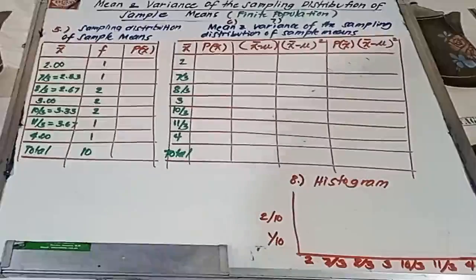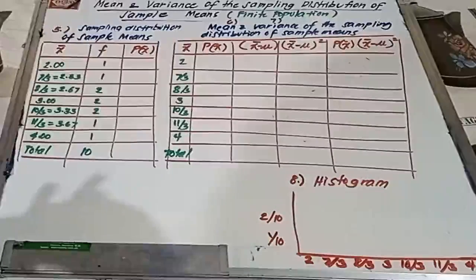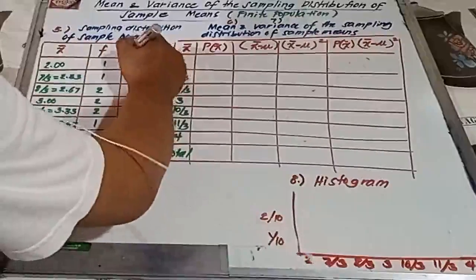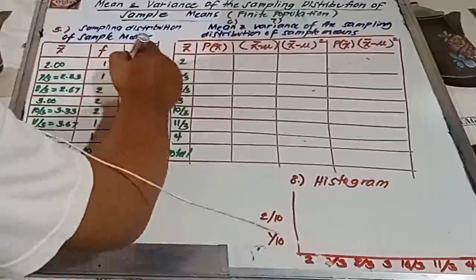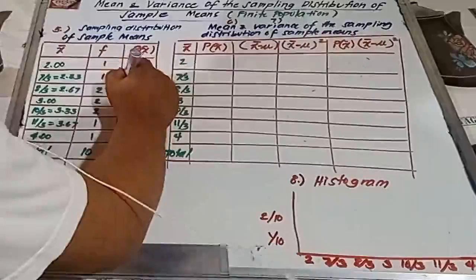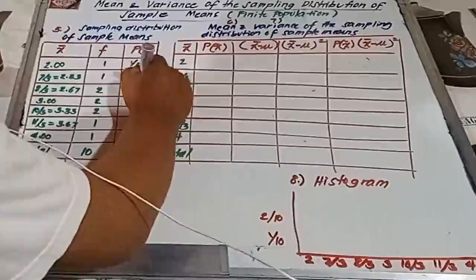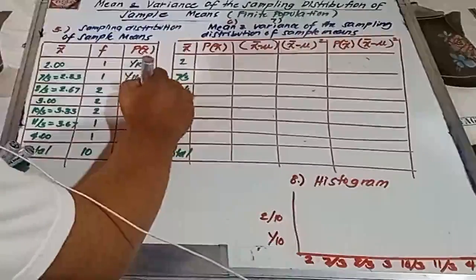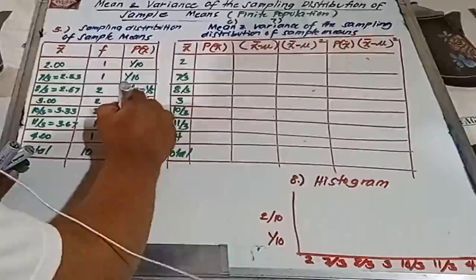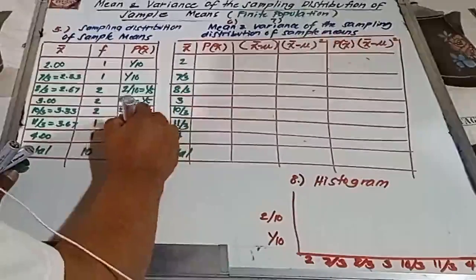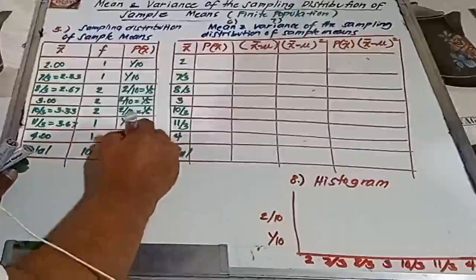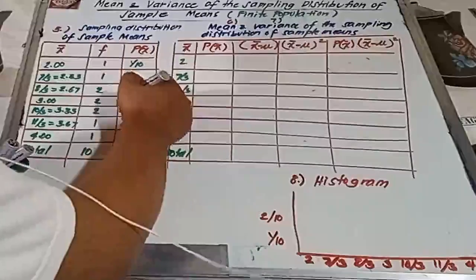Now, ang probability niya of each sample mean will be 1 over 10 for 2. We have here 1 over 10 also. This is 2 over 10 or 1 over 5. This is 2 over 10 or 1 over 5 also. 2 over 10, 1 over 5. Then 1 over 10 and 1 over 10. If we're going to get the total of these probabilities, that's equal to 1.00. 1 plus 1, 2, 4, 6, 8, 10.